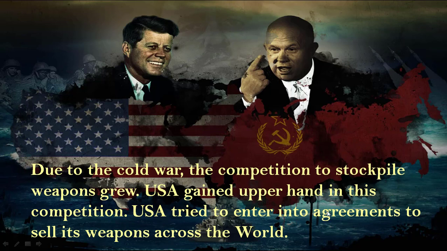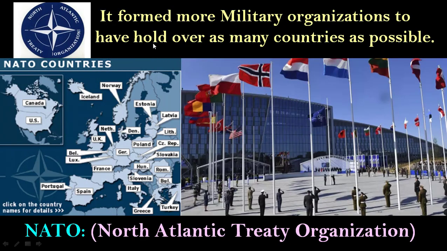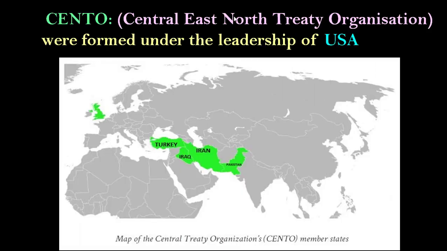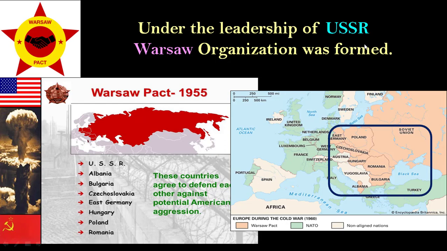USA tried to enter into agreements to sell its weapons across the world. It formed more military organizations to have a hold over as many countries as possible. Among them were NATO, the North Atlantic Treaty Organization, SEATO, the South East Asian Treaty Organization, and CENTO, the Central Treaty Organization. These were formed under the leadership of USA. On the other hand, USSR formed the Warsaw Organization.